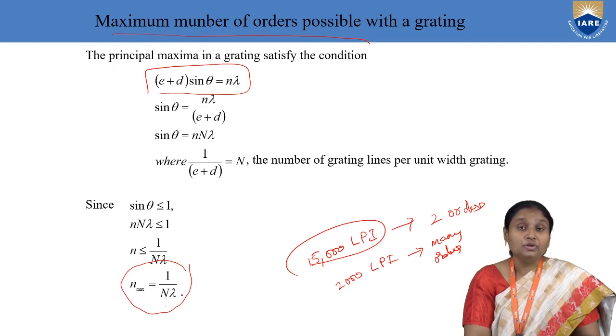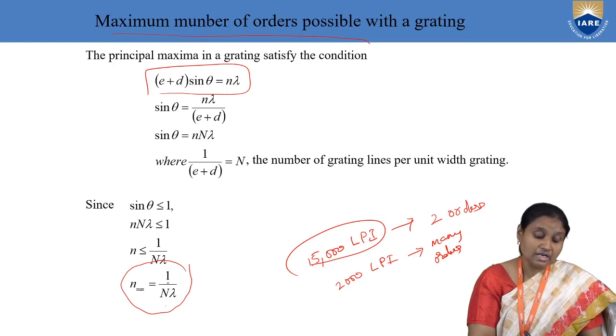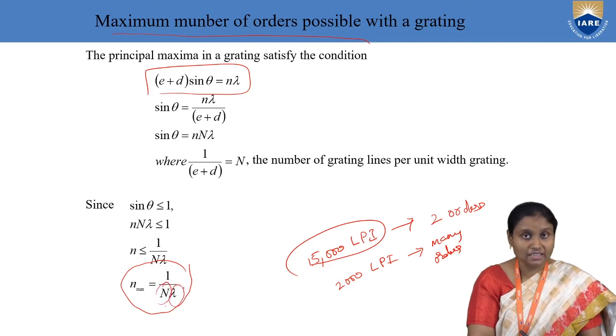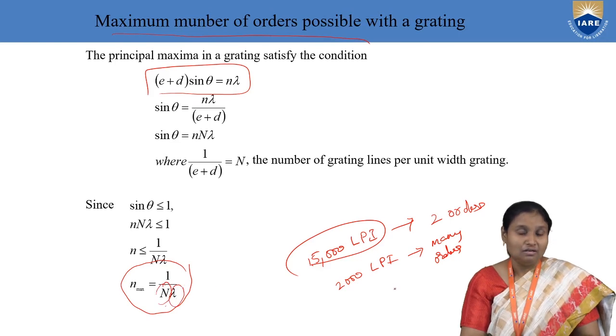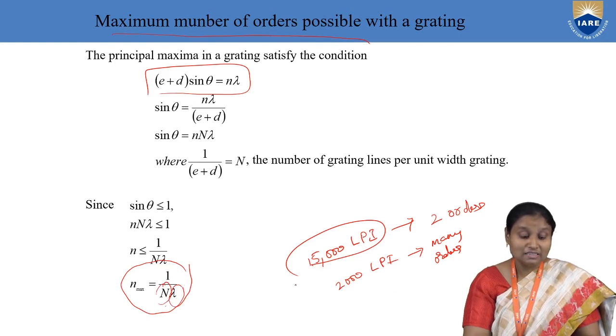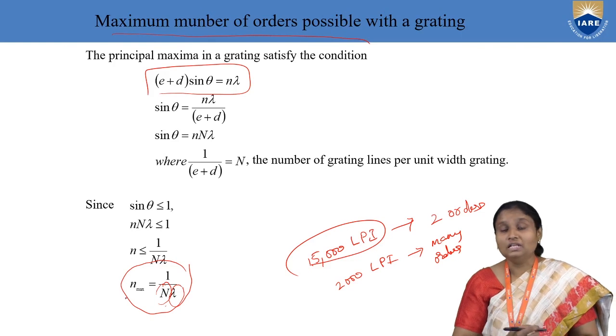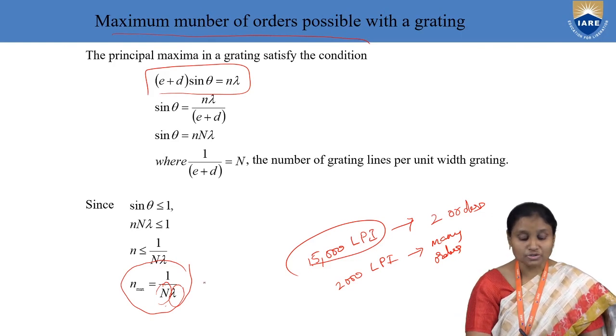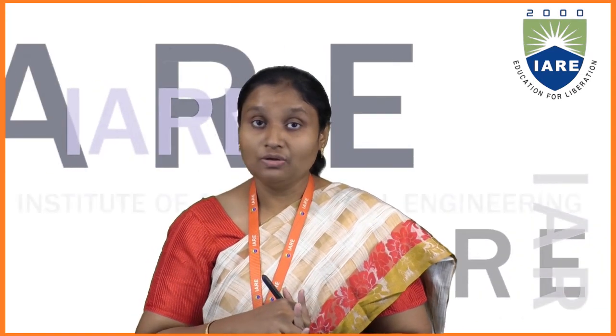So it depends upon 2 factors. What are those 2 factors? The number of lines on the grating as well as the wavelength of light. As you can see, if the number of lines on the grating keeps decreasing, then the number of orders visible will increase. So this is a very important point. Depending upon the number of lines, how many slits there are on the grating, the number of orders visible on the screen is going to change. So this is in detail about the grating.